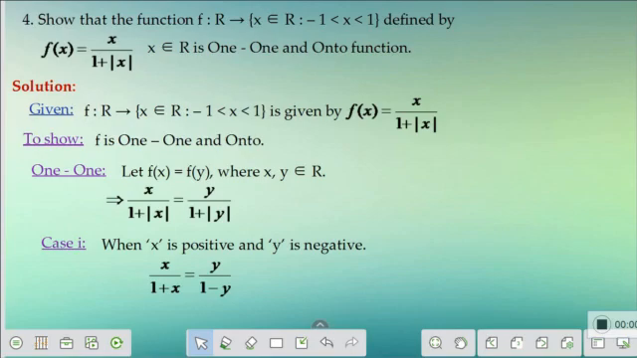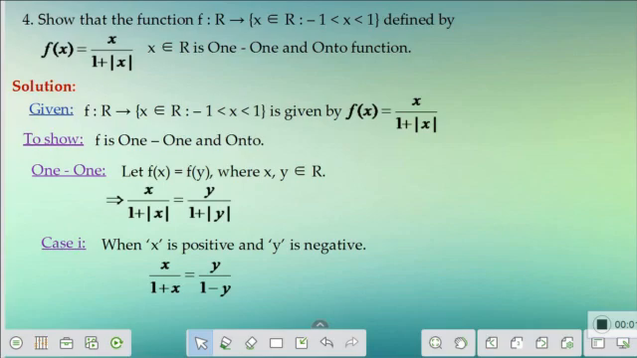Here the domain is the set of real numbers, whereas the codomain is also a set of real numbers, but not all the real numbers. It contains real numbers from -1 to 1, that is, excluding -1 and +1, you have all the real numbers between -1 and +1. This is your codomain. And the function is defined as f of x is equal to x by 1 plus modulus x. Now let's see how to prove this function is 1 to 1 and onto.